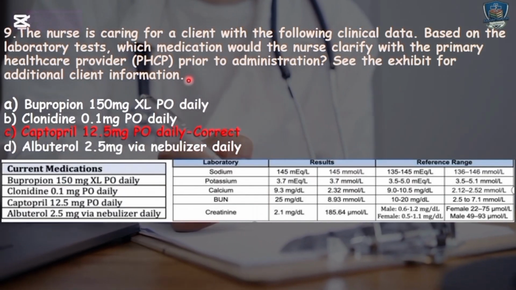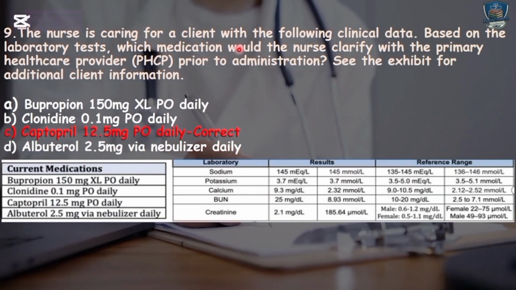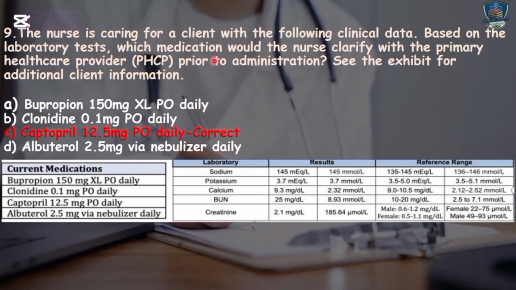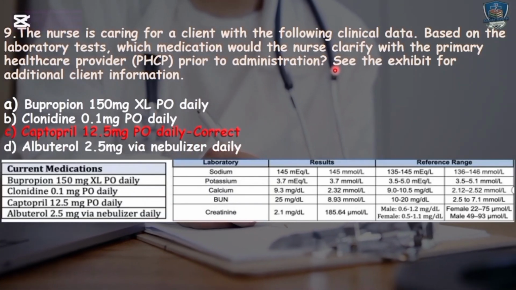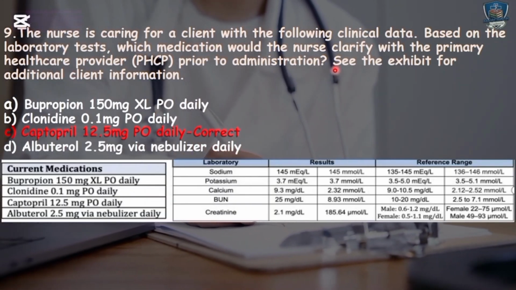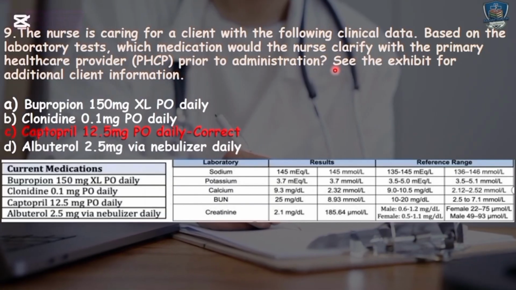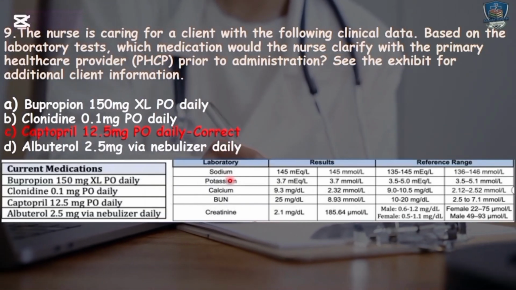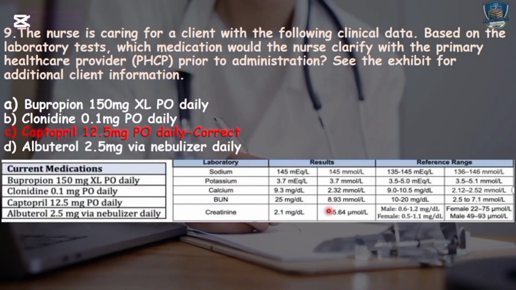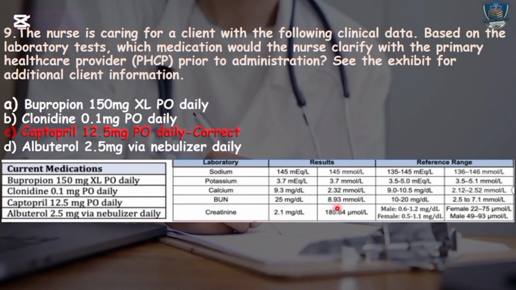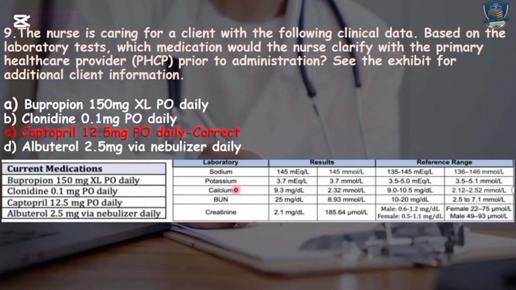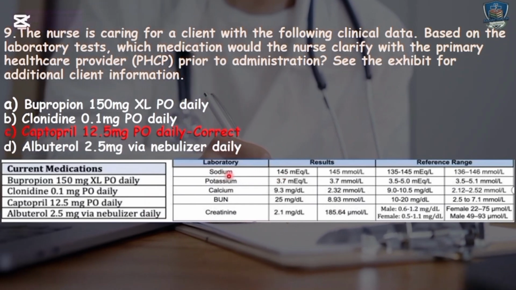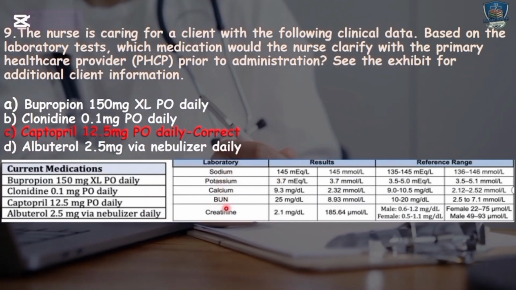So question number 9. The nurse is caring for a client with the following clinical data. Based on the lab test, which medication will the nurse clarify with the primary healthcare provider prior to administration? See the exhibit for additional client information. So this is our exhibit here. Sorry guys, I think it's so tiny for you to see, but as you can see in the diagram below, we have got various lab values for sodium, potassium, calcium, BUN, and creatinine.